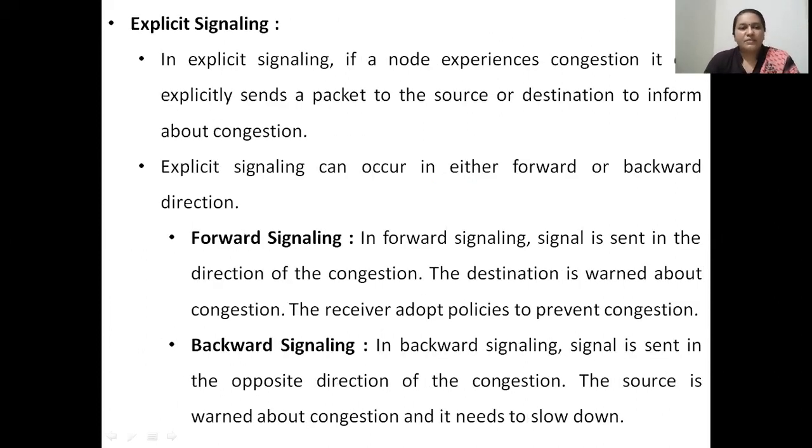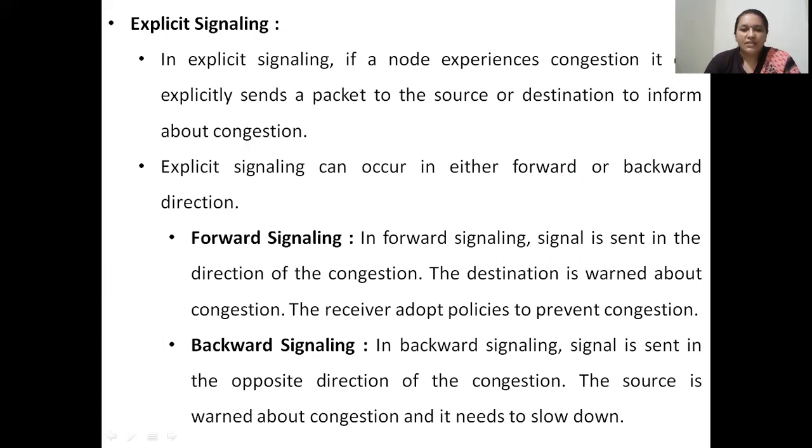Another possibility is explicit signaling. In explicit signaling, if a node experiences congestion, it explicitly sends a packet to the source or destination to inform about the congestion. So there are two possibilities in explicit signaling: forward signaling and backward signaling.